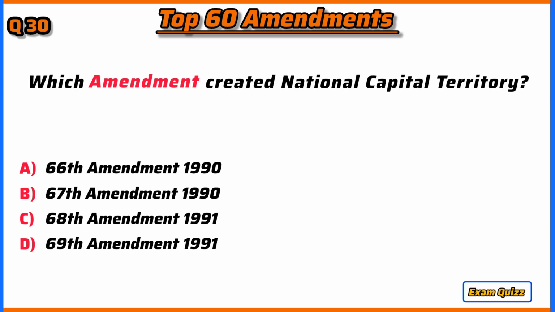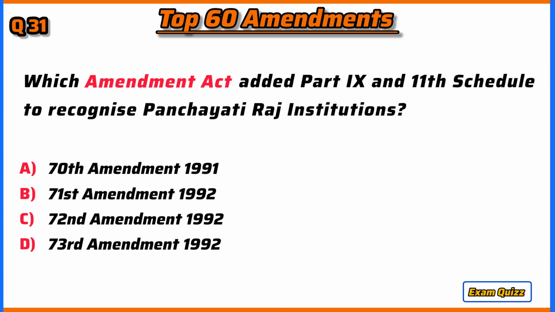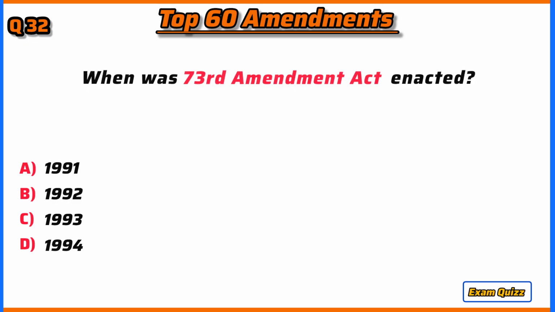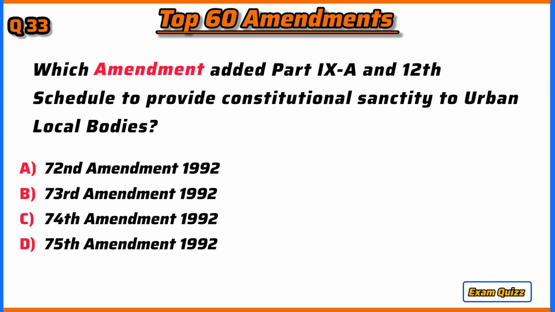Which amendment created the National Capital Territory? Which Amendment Act added Part 9 and the 11th Schedule to recognize Panchayati Raj institutions? When was the 73rd Amendment Act enacted? Which amendment added Part 9A and the 12th Schedule to provide constitutional sanctity to urban local bodies?